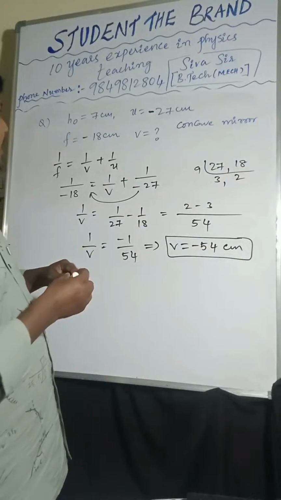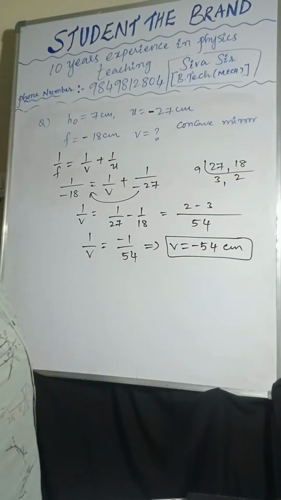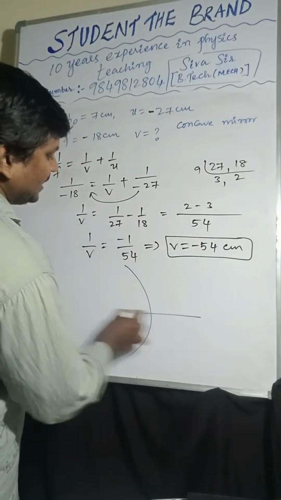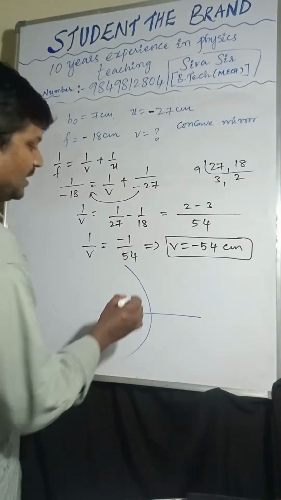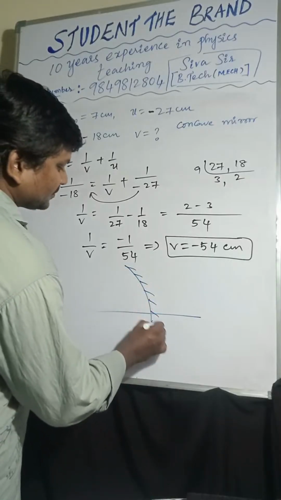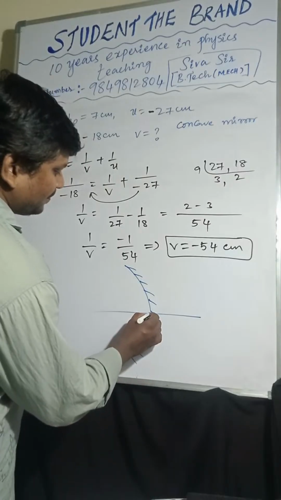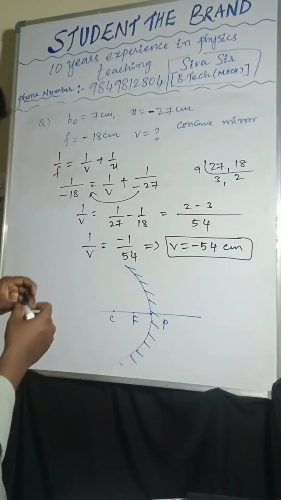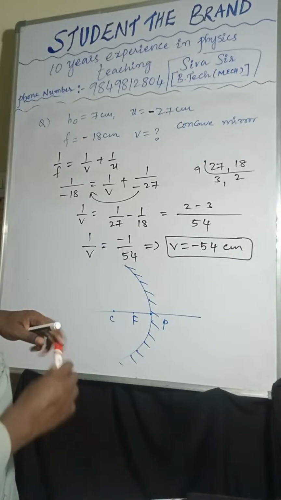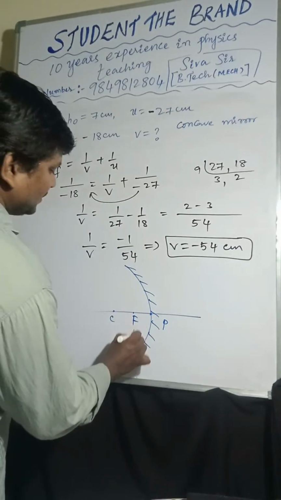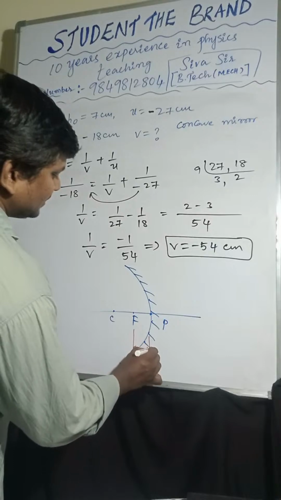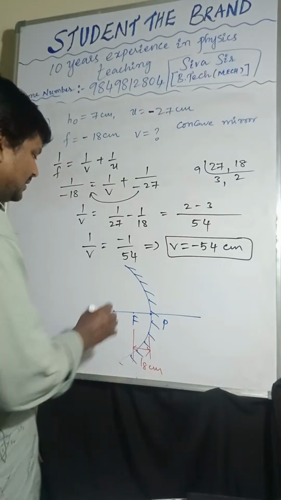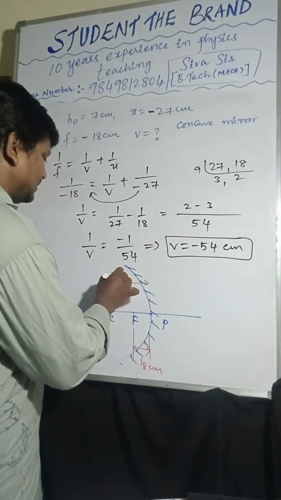If you want to check whether we did it correctly or not, we need to draw the diagram. So draw the diagram like this. I'm taking a concave mirror. Here are the pole, focus, and center of curvature. Focal length is 18, so this is 18 centimeter. Next, radius of curvature is 36.